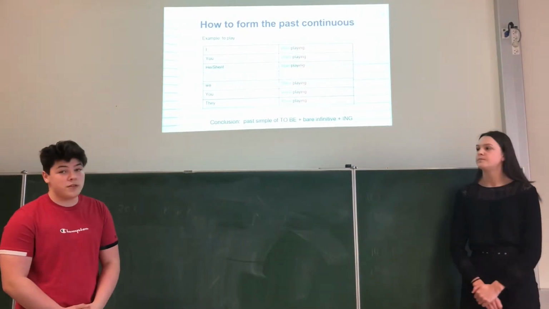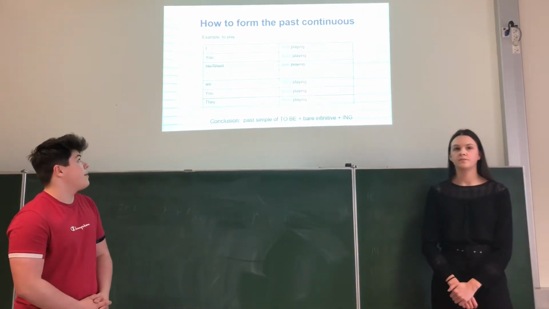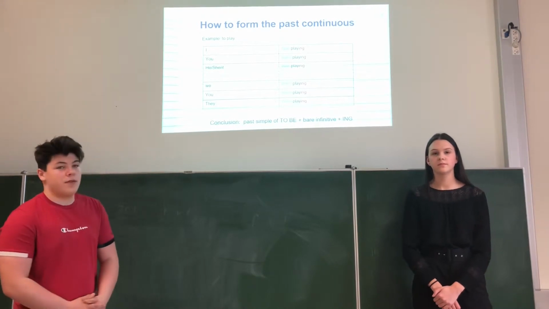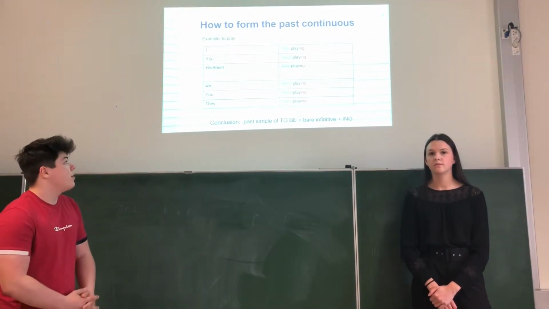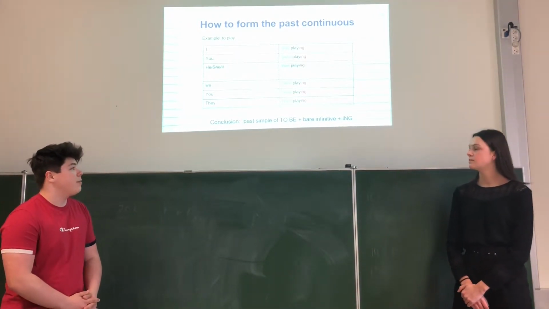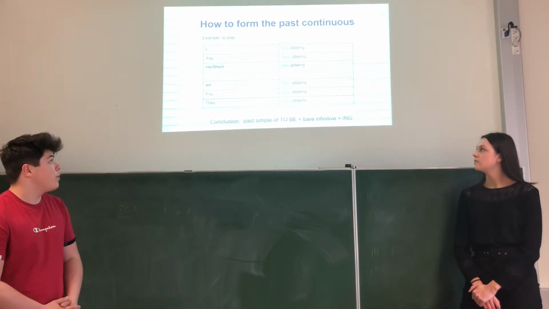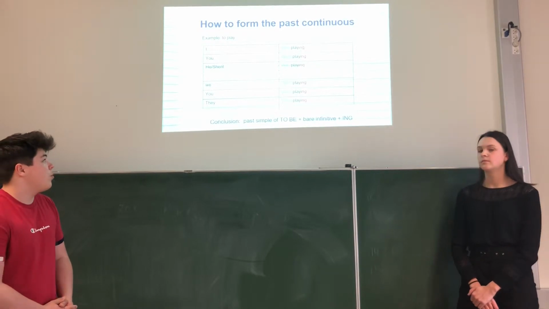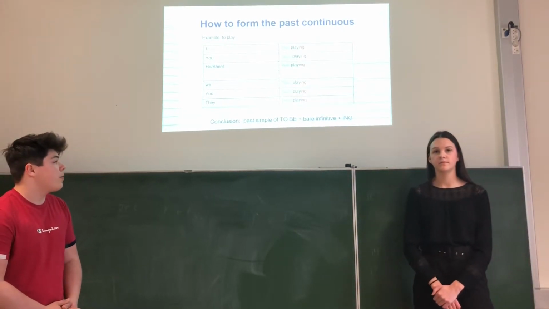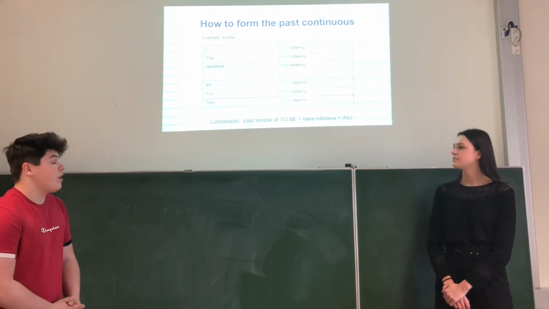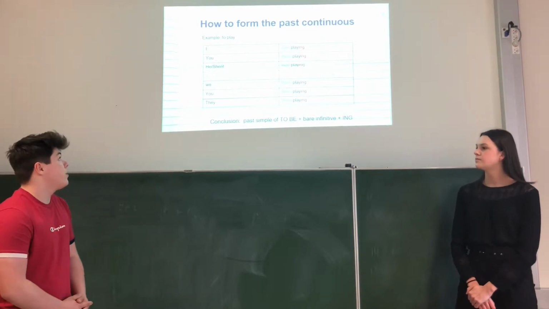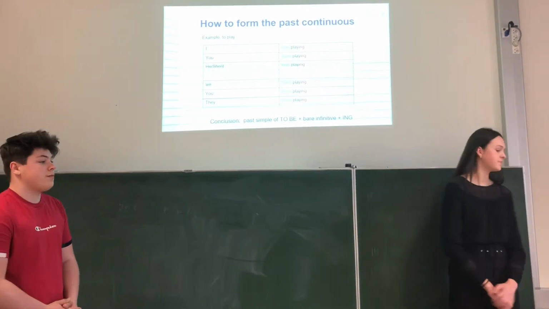Now, how to form the past continuous. For example, with "to play", you have to add the verb was. For example, I was playing, and you take the bare infinitive and add -ing. So you get I was playing, you were playing, he, she, it was playing, we were playing, you were playing, and they were playing. As you can see, the verb was needs to be changed according to which subject you're using.